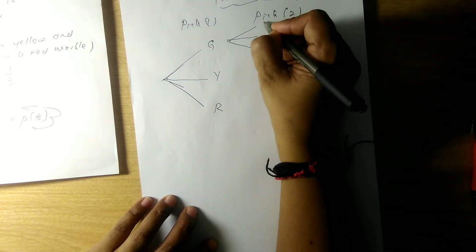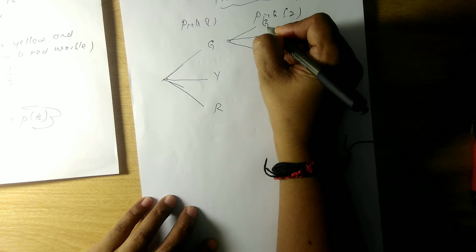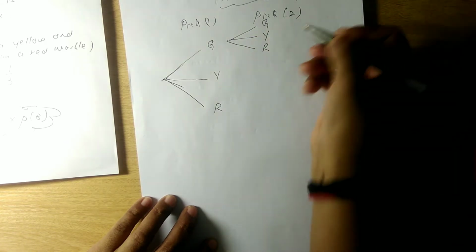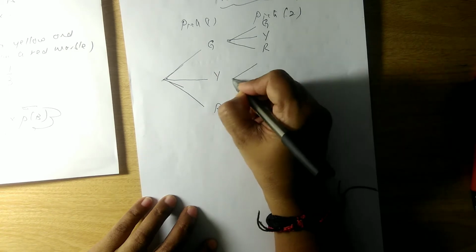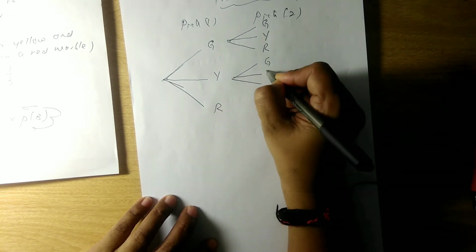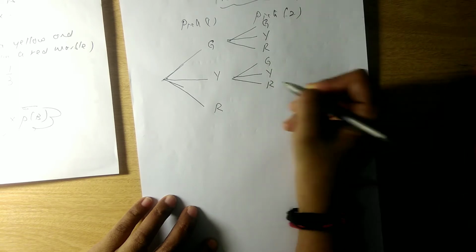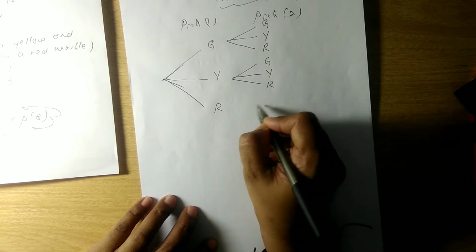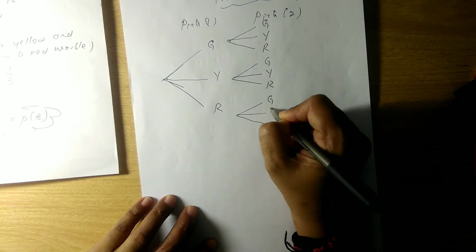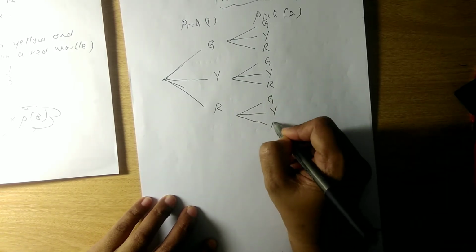So I can have a green for my second pick, I can have a yellow, or I can have a red. Likewise here, I can have a green, a yellow, or a red. And for the third one, it is also the same. I can have a green, a yellow, or a red.